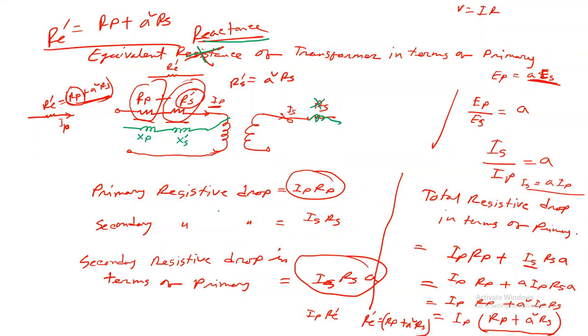Now the topic changes: primary, not resistive drop, this is the reactive drop. All are just changed in your notebook. At first, equivalent reactance of the transformer in terms of primary. Clear? Yes, sir. And this is the primary reactive drop.